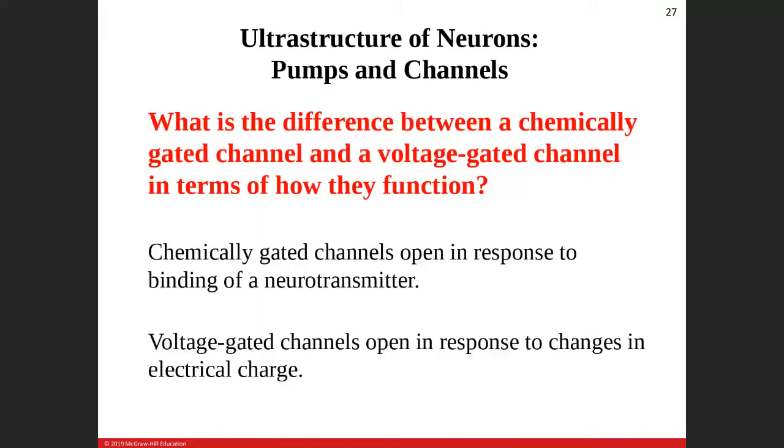All right. So what is the difference between a chemically gated channel and a voltage-gated channel in terms of how they function? In order to get a chemically gated channel to operate, we need a chemical, and in our case, a neurotransmitter. You need a chemical of some sort. In a voltage-gated channel, we need a voltage change to get it to open up. Simple.